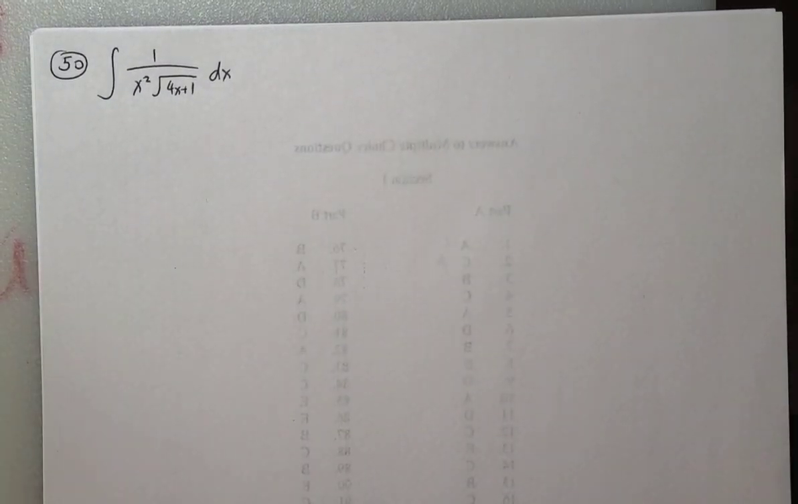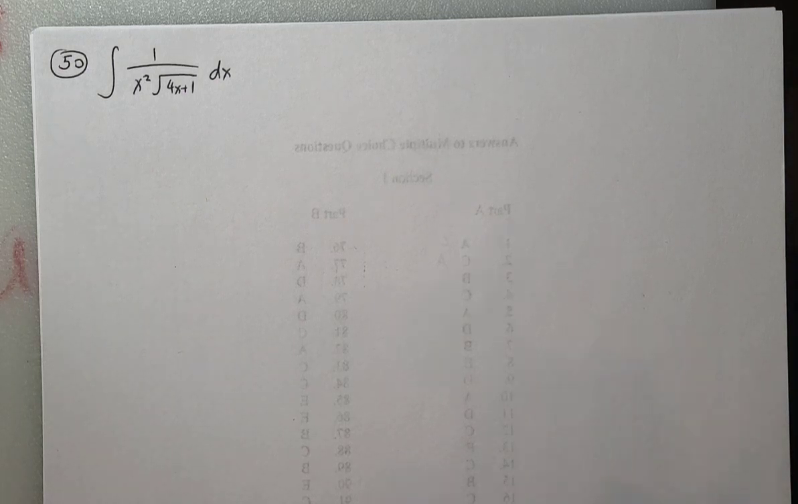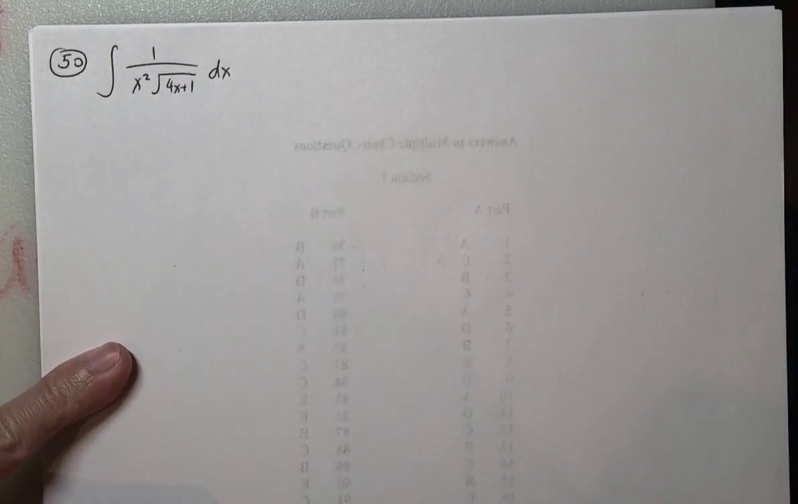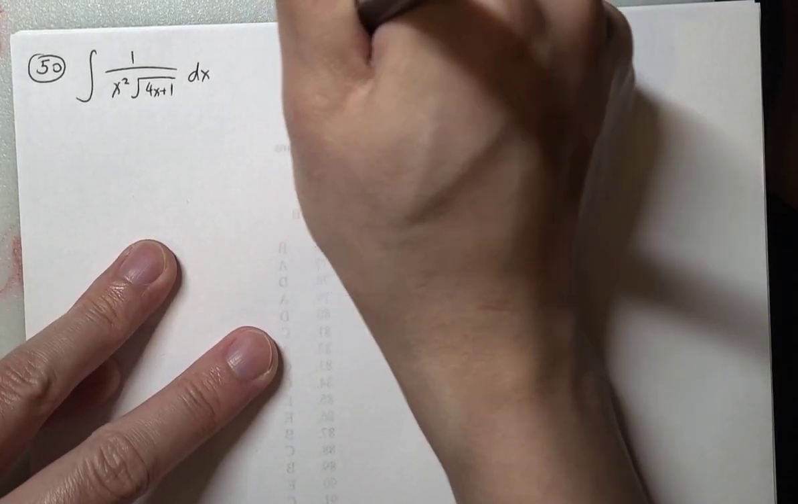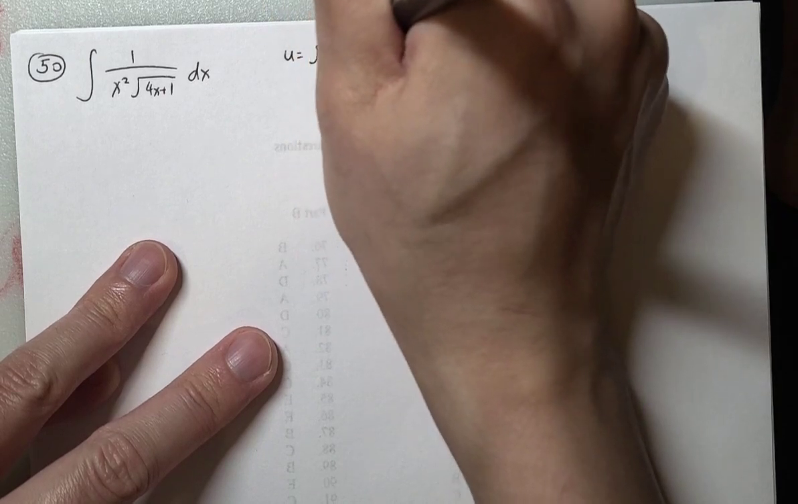So what about substitution? If we've seen number 49, we made a substitution in that problem. u is the square root of 4x plus 1. Maybe let's do that over here to try to get rid of the square root. So u equals the square root of 4x plus 1.